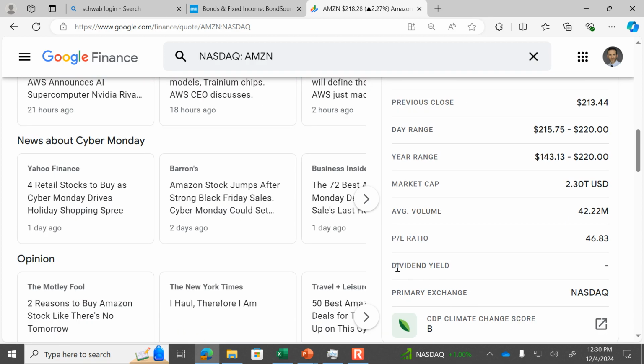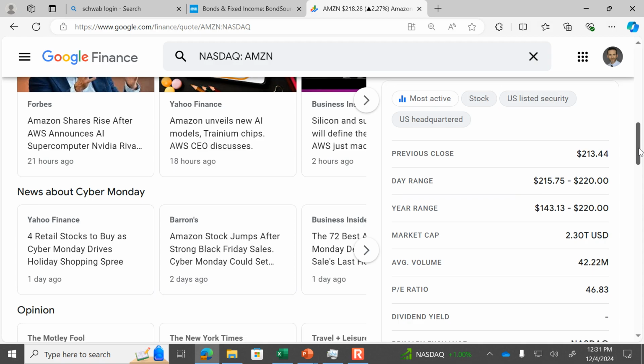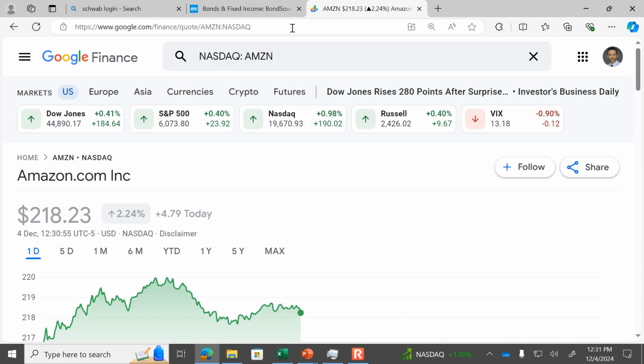But another thing here is you can see Amazon does not pay a dividend. So the dividend yield here is blank because they're at the point where they want to keep their profits and reinvest it in new projects like improving their shipping infrastructure, trying to get additional market share, building up their cloud platform, and so on. So Amazon's pretty well known. Let's look at also ExxonMobil.